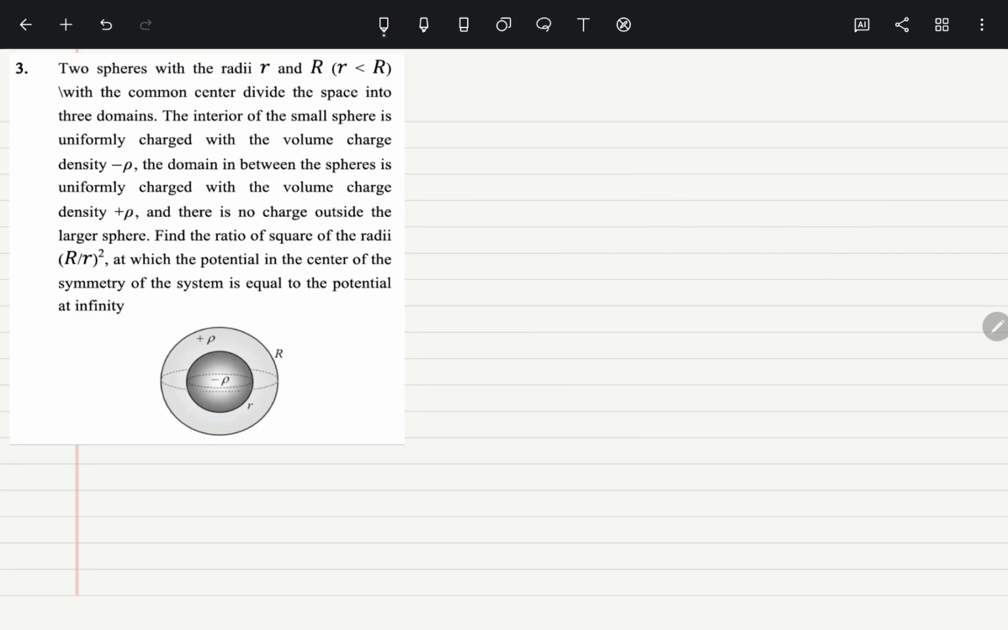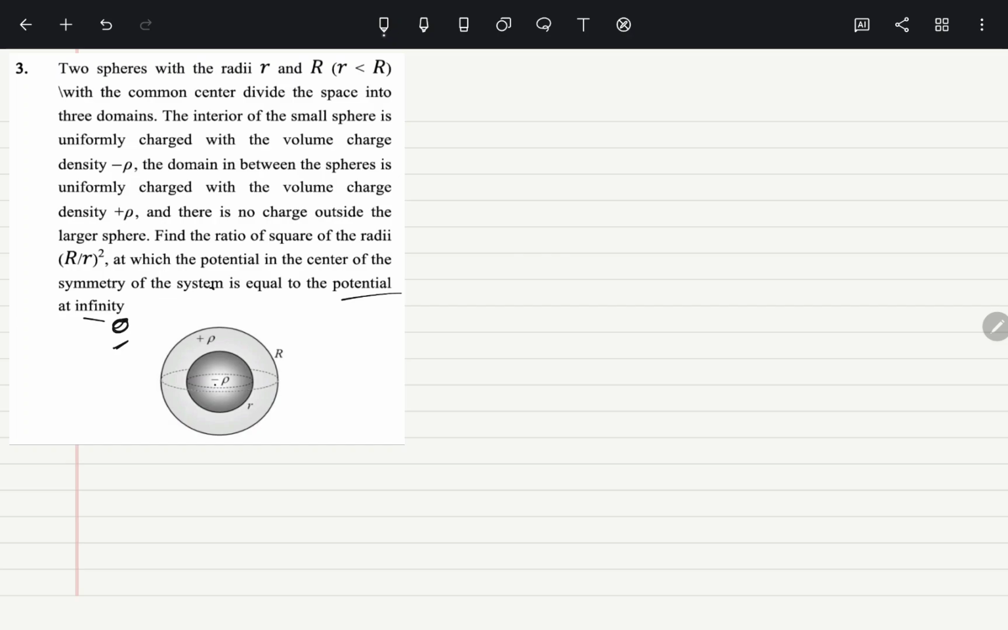So question number 3. Two spheres with radii small r and capital R with a common center divide the space into 3 domains. So at the center we have minus rho, plus rho, and there is no charge. Find the ratio of the square of radii at which the potential in the center of the symmetry of the system is equal to the potential at infinity, which we assume is 0. So we need to make the potential at the center equal to 0. Now here we have the inner sphere, which has a minus rho density. So with this one we can find the potential at the center.